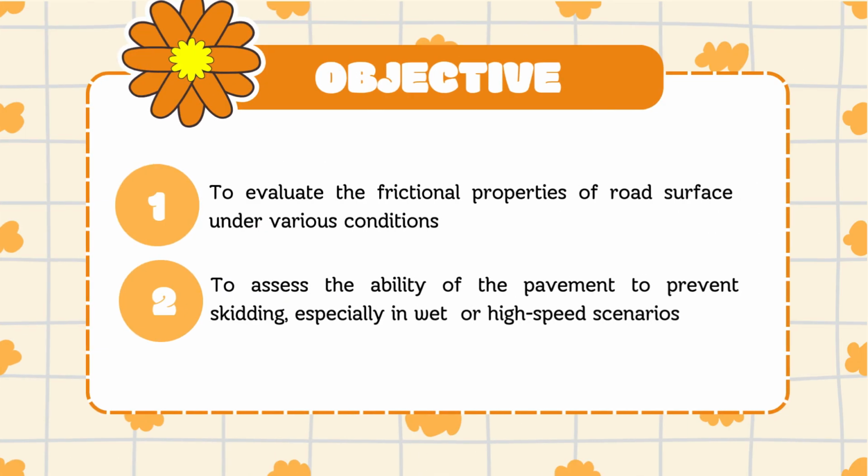The objectives of the skid resistance test are: 1. To evaluate the frictional properties of road surface under various conditions. 2. To assess the ability of pavement to prevent skidding, especially in wet or high-speed scenarios.